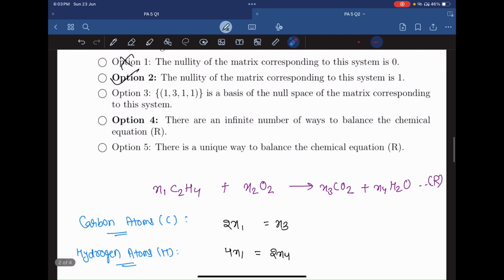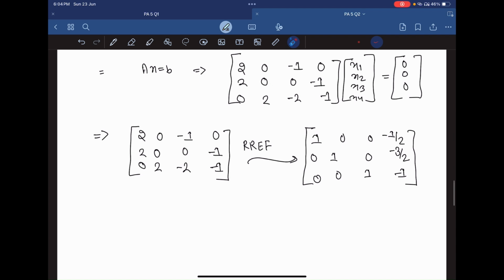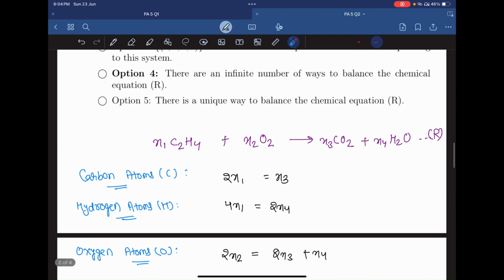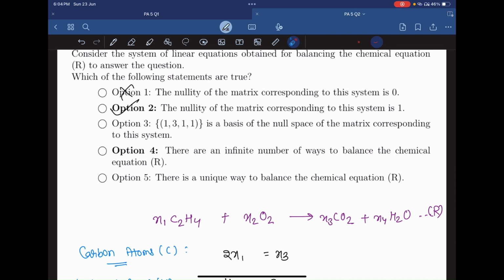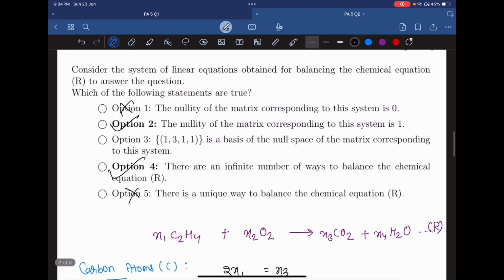Now option 4 and option 5, if we check first: there are infinite number of ways to balance the chemical equation, and there is a unique way to balance the chemical equation. So to balance this chemical equation, we need the values of x1, x2, x3, and x4. But as we have already checked, we have one independent variable, that is x4. So that means there are infinite ways to balance this chemical equation, not a unique way. So that's why option 5 is incorrect, while option 4 is correct.